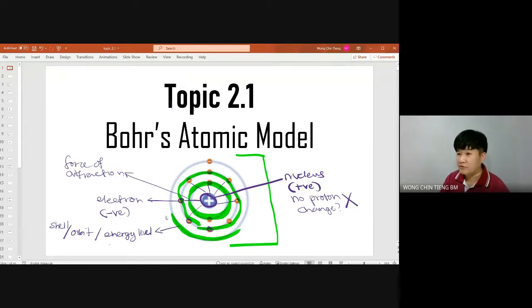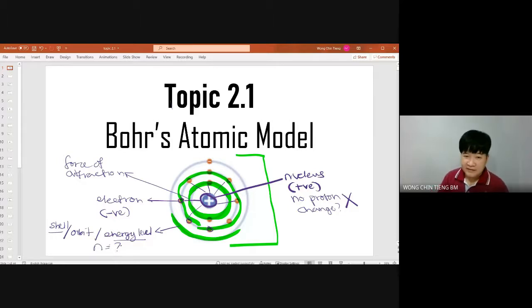Alright? I believe many of you using BM. So, dalam bahasa Melayu, dia nama petala. And over here, we use shell, orbit or energy level. You will hear me using a lot of shell and energy level. Kamu akan banyak dengar saya guna shell atau energy level. And we have a symbol over here adalah sama dengan N berapa. So, symbol yang kita akan guna adalah N, kalau kamu ingat.